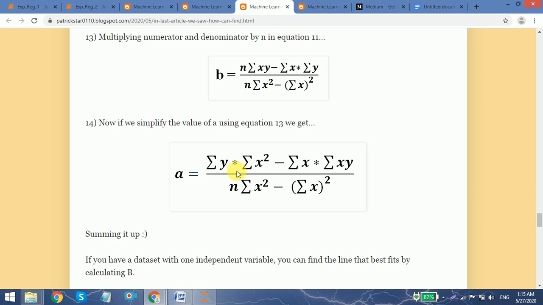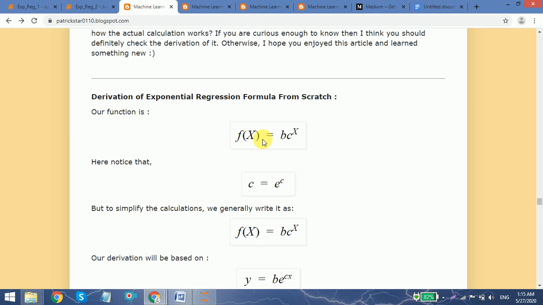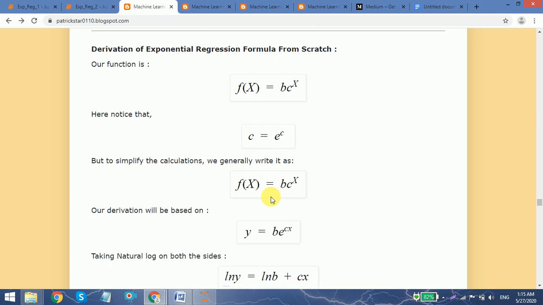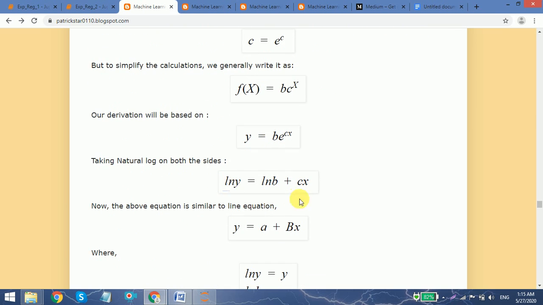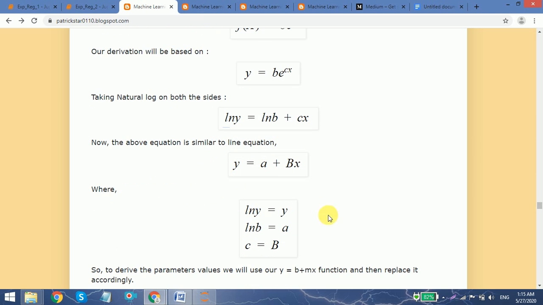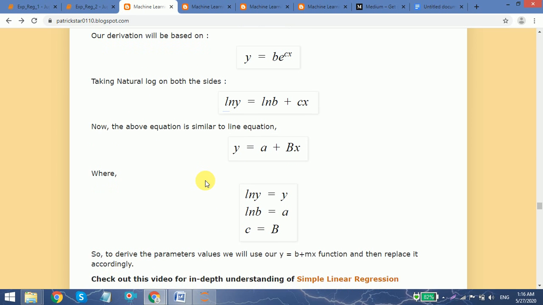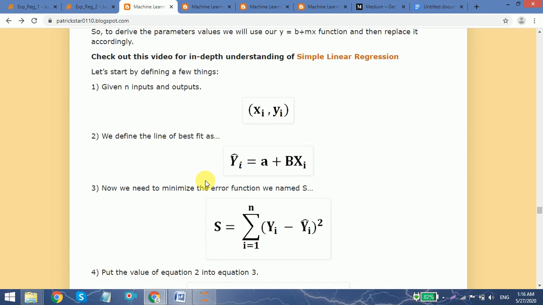Here our main unknowns are the values of our coefficients a and b, and what we are going to do is replace y with log y. Let me get back here. Our main function is this, and we already talked about it. Now our function is ln y equals ln b plus cx, which looks like y equals a plus bx, the equation of a line. We are just going to replace these values by these values, and it will give us our optimal parameters.